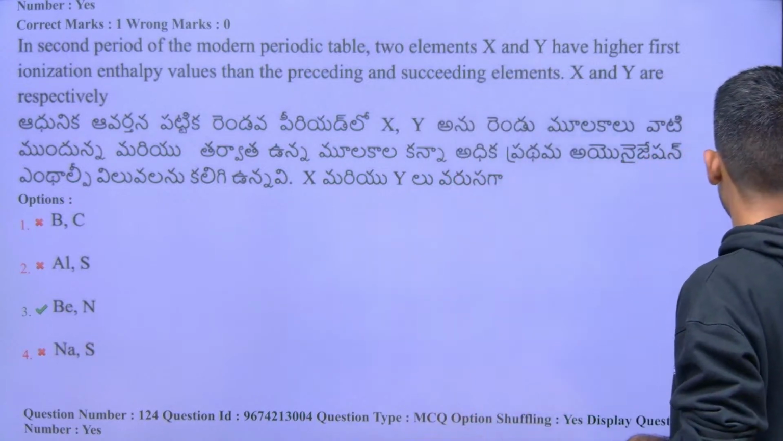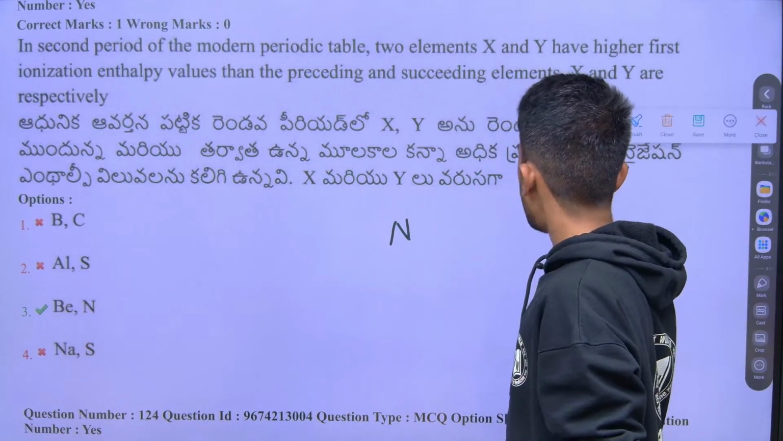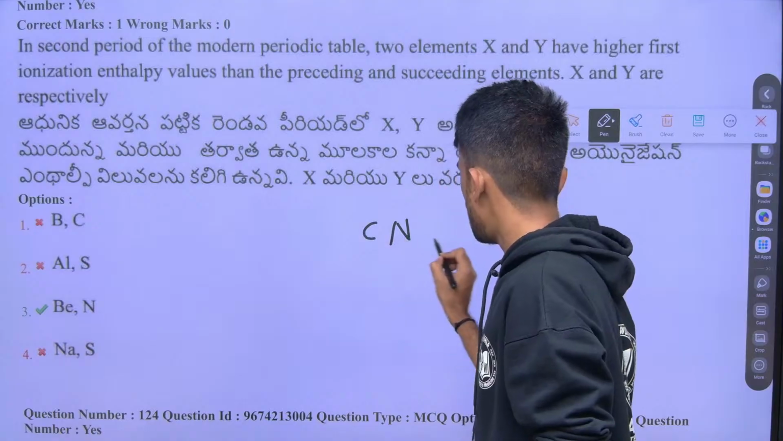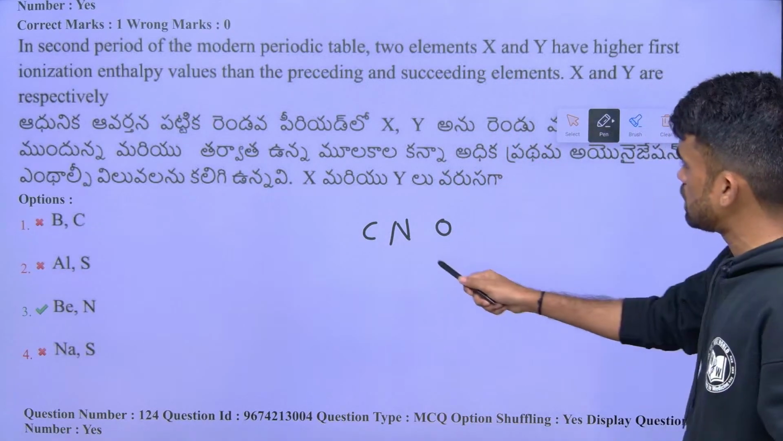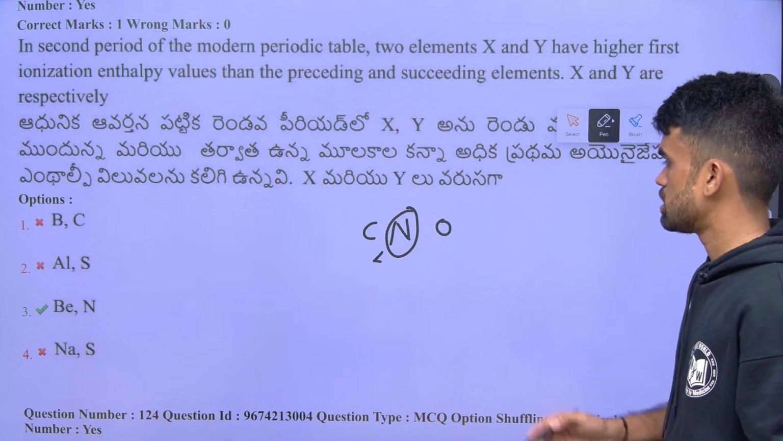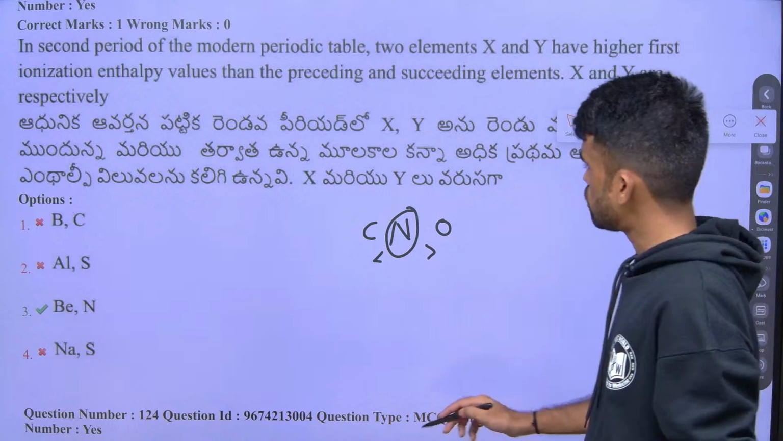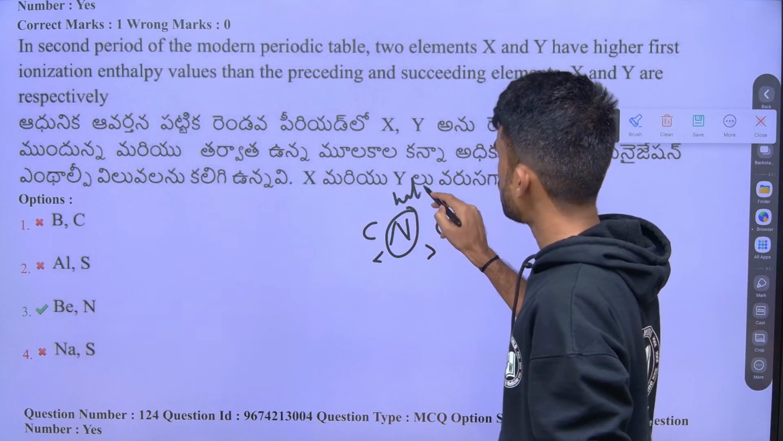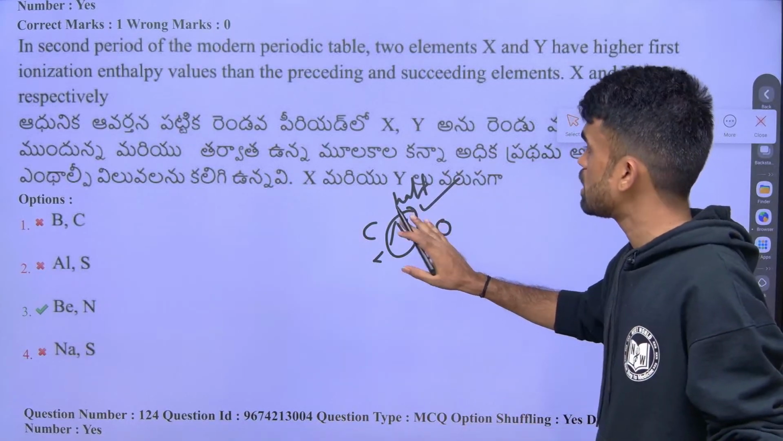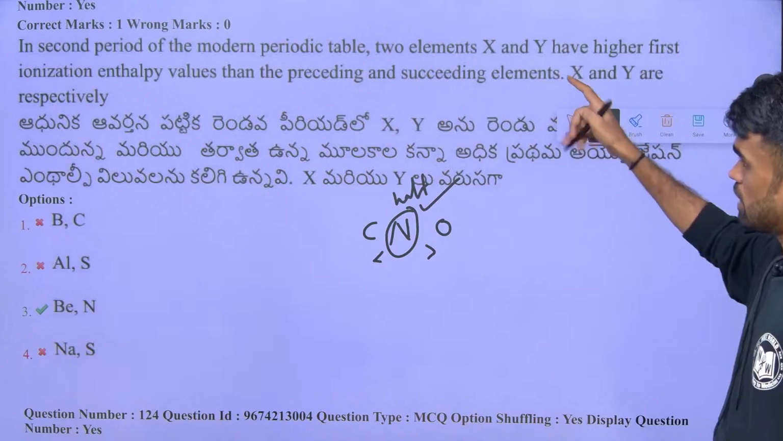For example, here I am taking nitrogen. For nitrogen ionization energy, what are the preceding and succeeding elements? Before this we have carbon and here we have oxygen. When we compare the ionization energy of carbon and nitrogen, nitrogen will have higher ionization energy. Similarly, on this side also, oxygen and nitrogen, nitrogen has higher energy. Why is it so? Because of its half filled configuration, right? That's why nitrogen is more. They said second period, so that's why I have taken a second period element. So nitrogen is one of the elements which satisfies this statement.